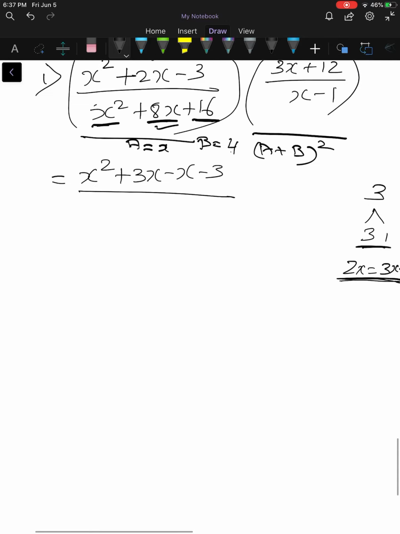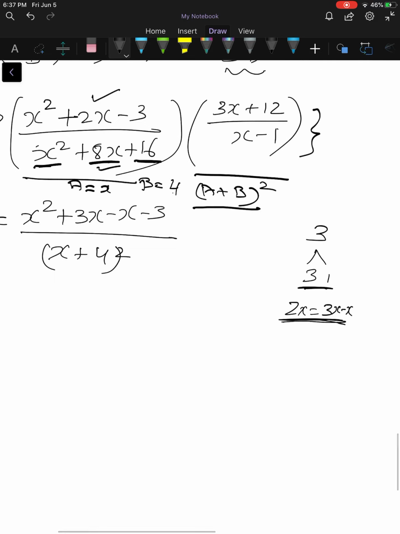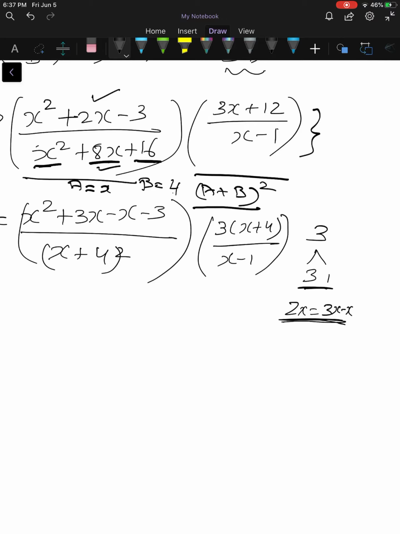Okay, now coming back to the lesson, we can apply a plus b the whole square, where a is x and b is 4. So the denominator becomes x plus 4 the whole square. Okay, and this one, second expression, you can see the numerator, we have 3 common. You can write it to be x plus 4 divided by x minus 1.